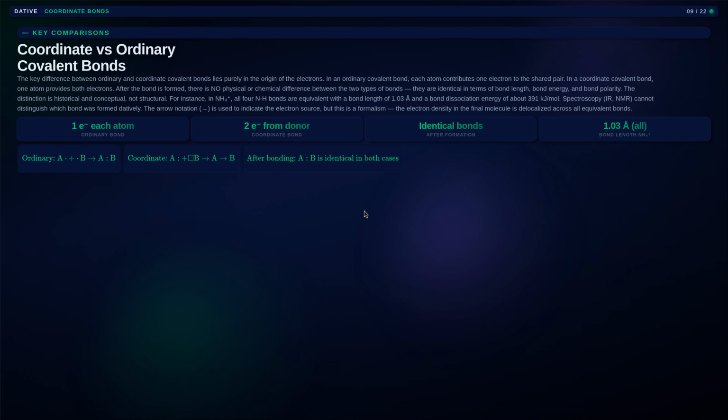The key difference between ordinary and coordinate covalent bonds lies purely in the origin of the electrons. In an ordinary bond, each atom contributes one electron. In a coordinate bond, one atom provides both. After formation, there is no physical or chemical difference.